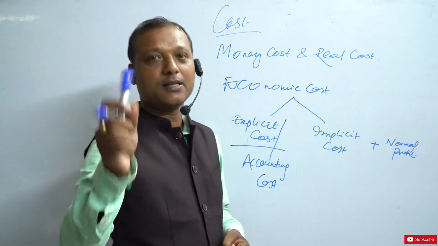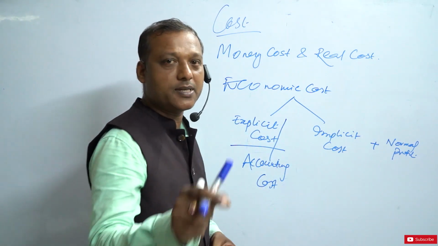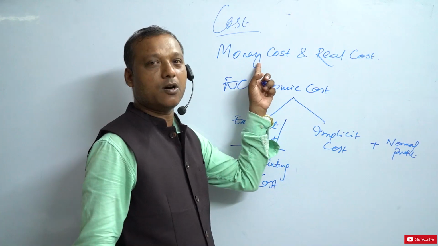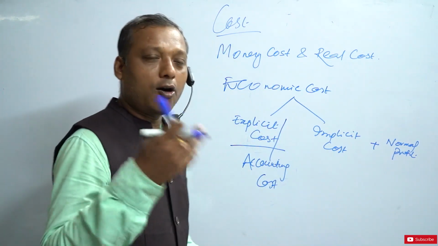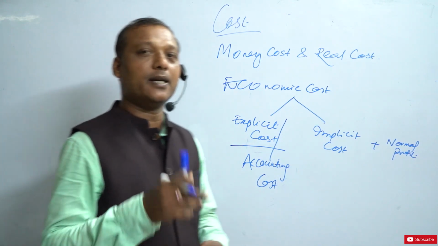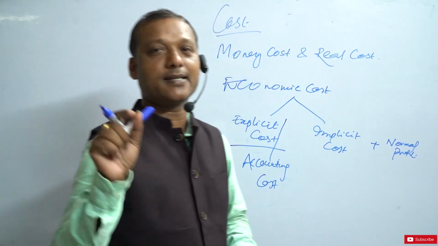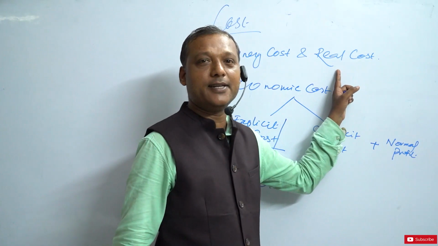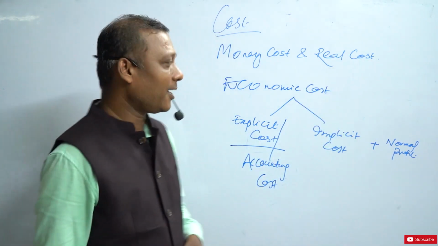If a question comes: the cost which is paid in monetary terms is known as dash. What will you write? Money cost. Then a second question: all types of efforts, sacrifices and pain undergone in the production process are referred to as dash. What will you write for that? It is real cost. Very good. Thank you very much.